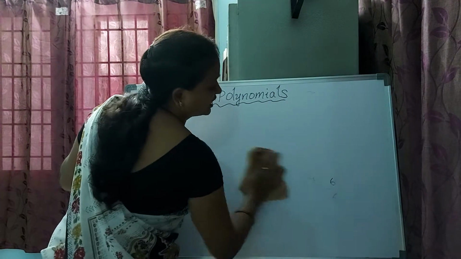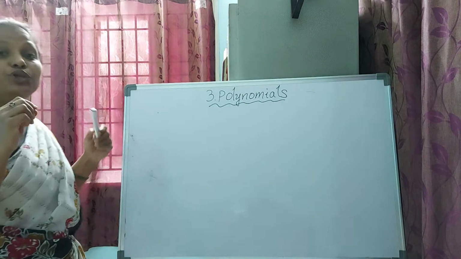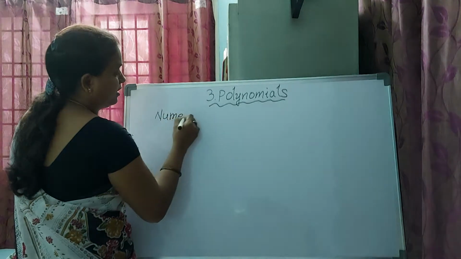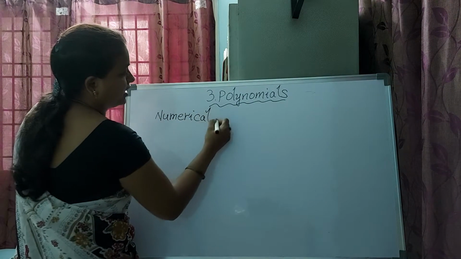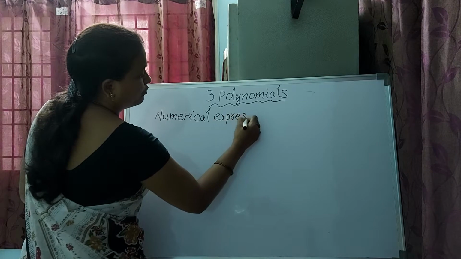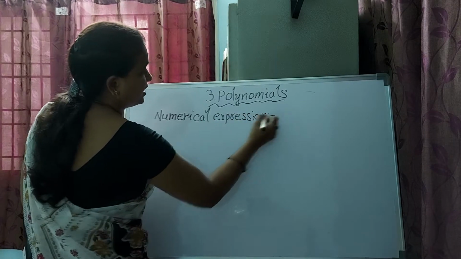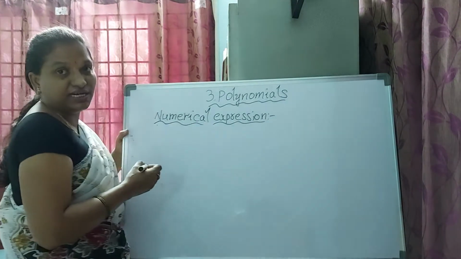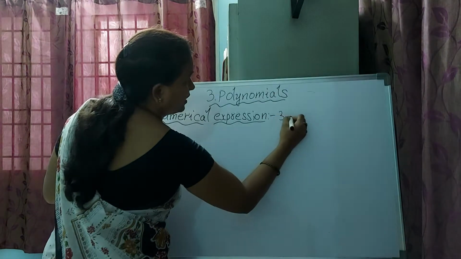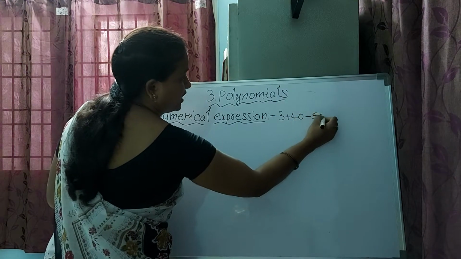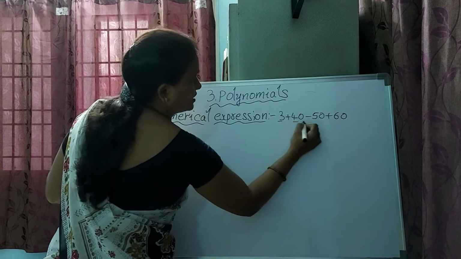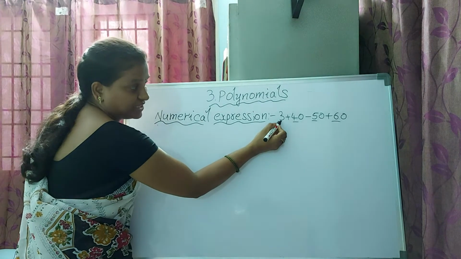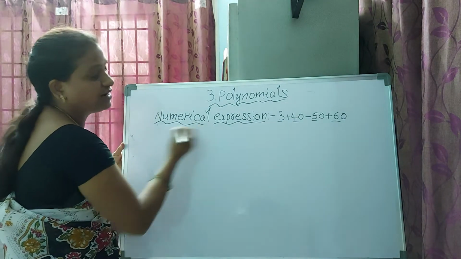What is numerical expression? The name itself is saying numerical. Numerical is nothing but numbers. Numerical expression, the name itself is telling it has only numbers, a combination of addition and subtraction. See, 3 plus 40 minus 50 plus 60, only numbers. If we have numbers as the terms, then we call it a numerical expression.